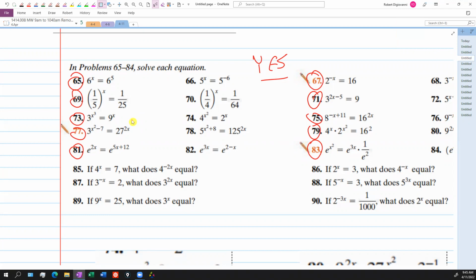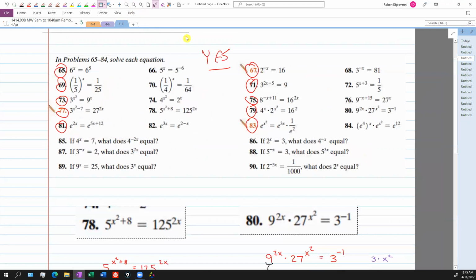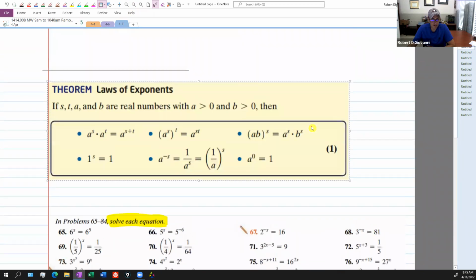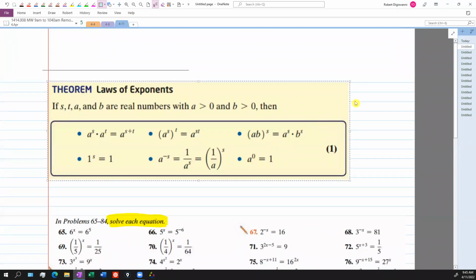Sir, can I see the rubric, the orange one? The formulas? Yes, those will be in the notes also, right here. Okay, there you go.